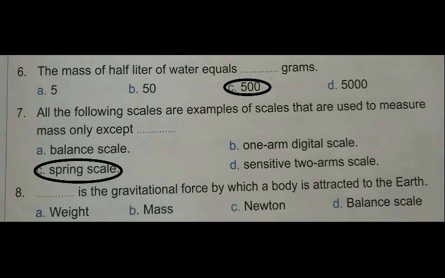نقط is the gravitational force by which a body is attracted to the earth. الجملة دي على طول بتفكرني بالديفينيشن بتاع الويت. يبقى هي ايه؟ عندي weight، عندي mass، عندي نيوتن، عندي بالانس سكيل. يبقى هختار الإجابة A weight.